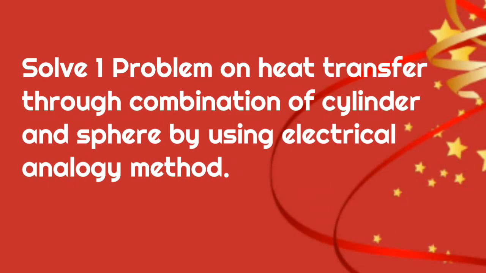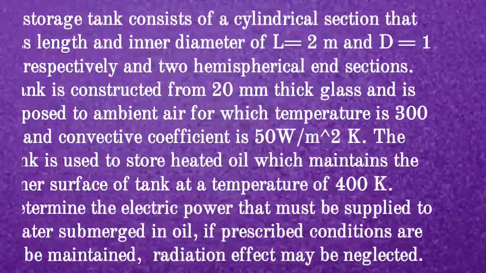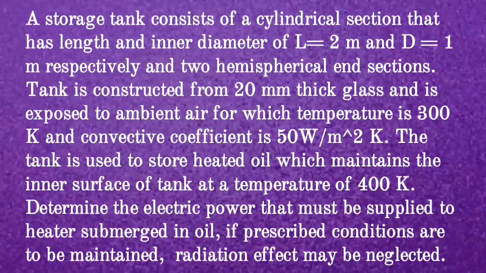Let us solve one problem on heat transfer through a combination of cylinder and sphere by using the electrical analogy method. We will read the given question. A storage tank consists of a cylindrical section that has length and inner diameter of L is equal to 2 meter and D is equal to 1 meter respectively, and two hemispherical end sections.